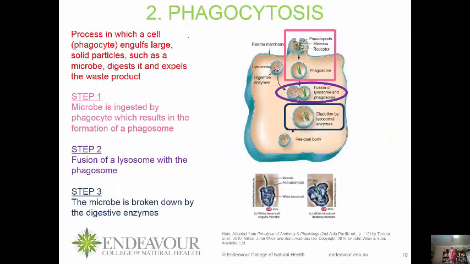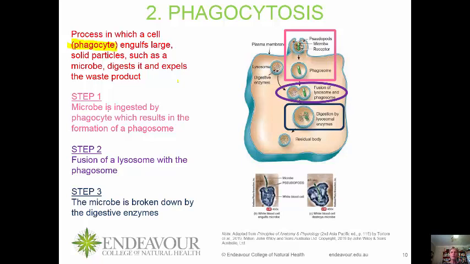So the next one is called phagocytosis. Now, it is a process in which a cell, and that particular cell is called a phagocyte. Okay? So I'll show you here. So a phagocyte, that's the name of the cell. So phago, if you want to split it up, phago means to eat, cyte is a cell. So it is a cell that eats. What happens there is that the phagocyte engulfs large solid particles that are on the outside. They digest it and then it expels the waste products.